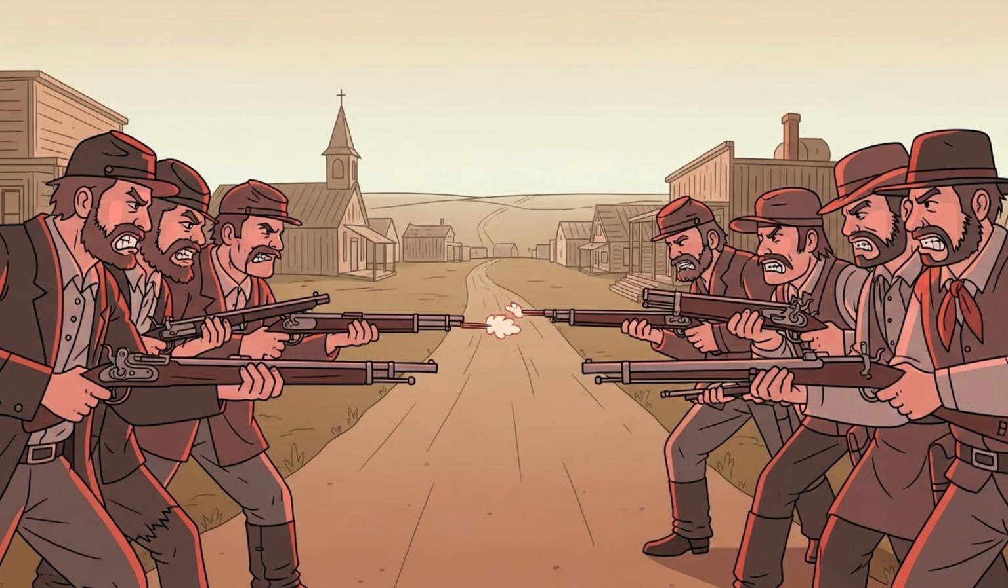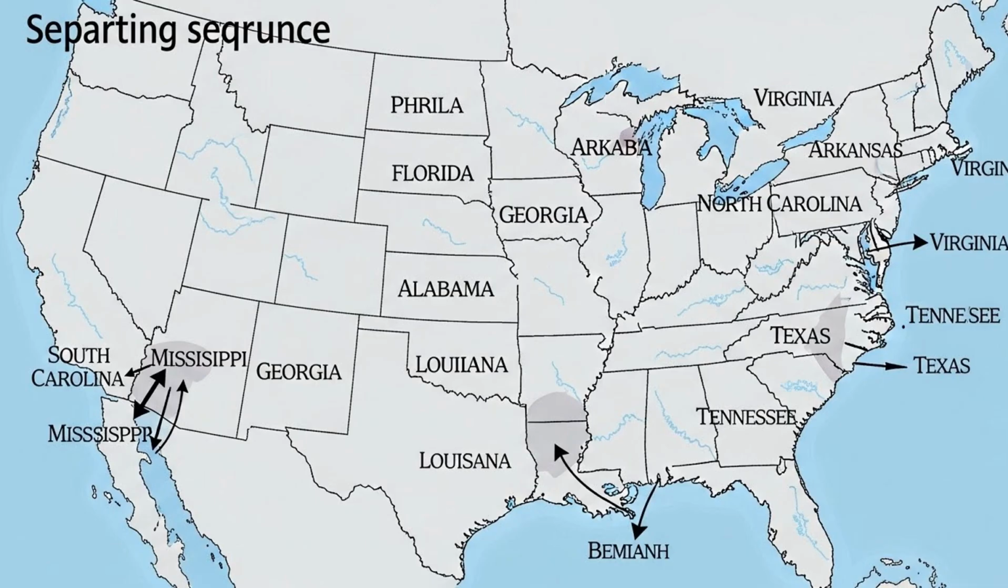Then came the ultimate failure. After Abraham Lincoln's election in November 1860, Southern states began seceding. Buchanan's response was paralysis. He declared that secession was illegal, but that he had no power to stop it. He did nothing as Southern states seized federal property, arsenals, and forts. By the time Lincoln took office in March 1861, 7 states had left the Union, and war was inevitable.